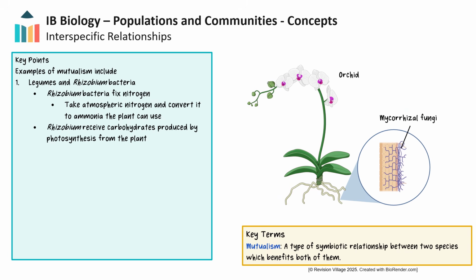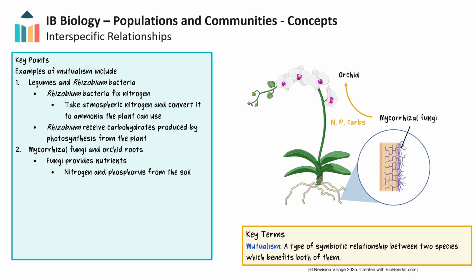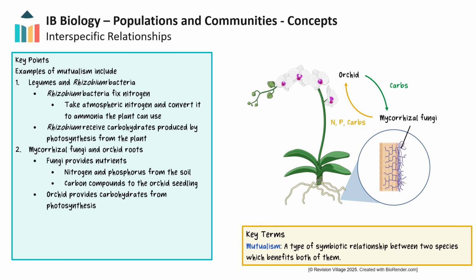Another example is the symbiotic relationship between mycorrhizal fungi and orchid roots, which enhance nutrient uptake. The fungi absorb the nitrogen and phosphorus from the soil for the orchid. When the orchid is a seedling, the fungi also supply additional carbon compounds like carbohydrates that it's digested down from dead organisms and tissues. Once the orchid is large enough to photosynthesize, the orchid produces carbon compounds from photosynthesis and provides them to the fungi.